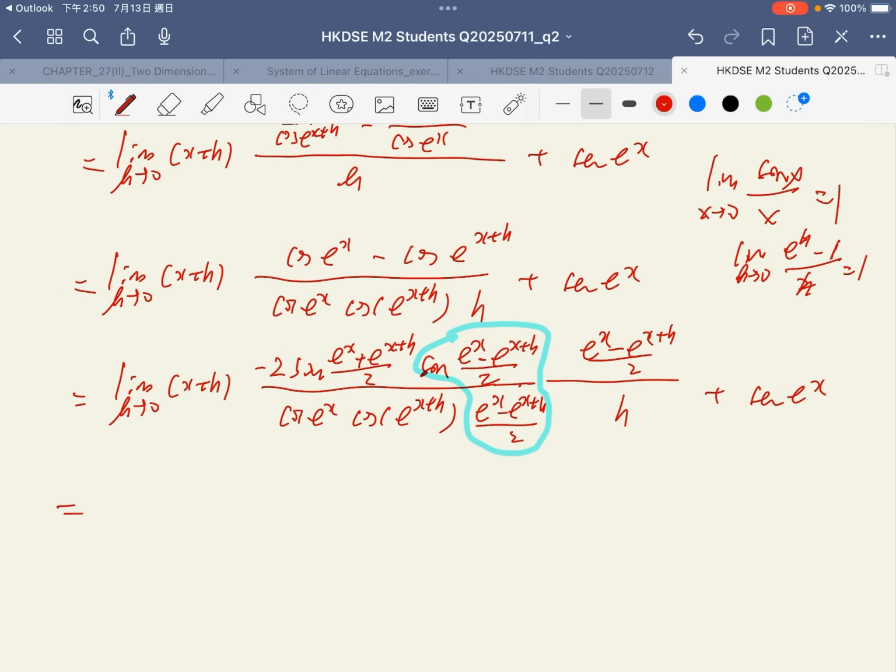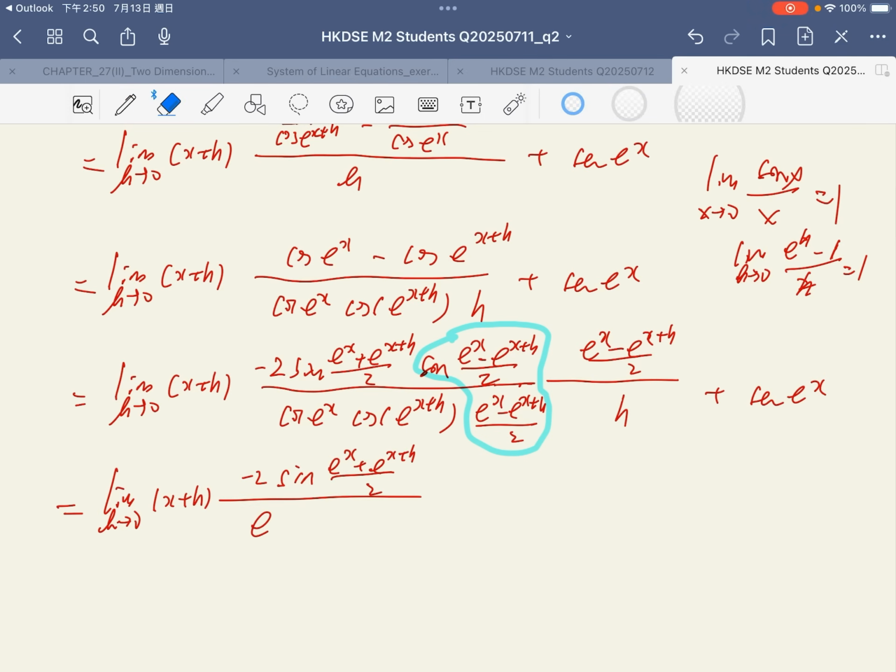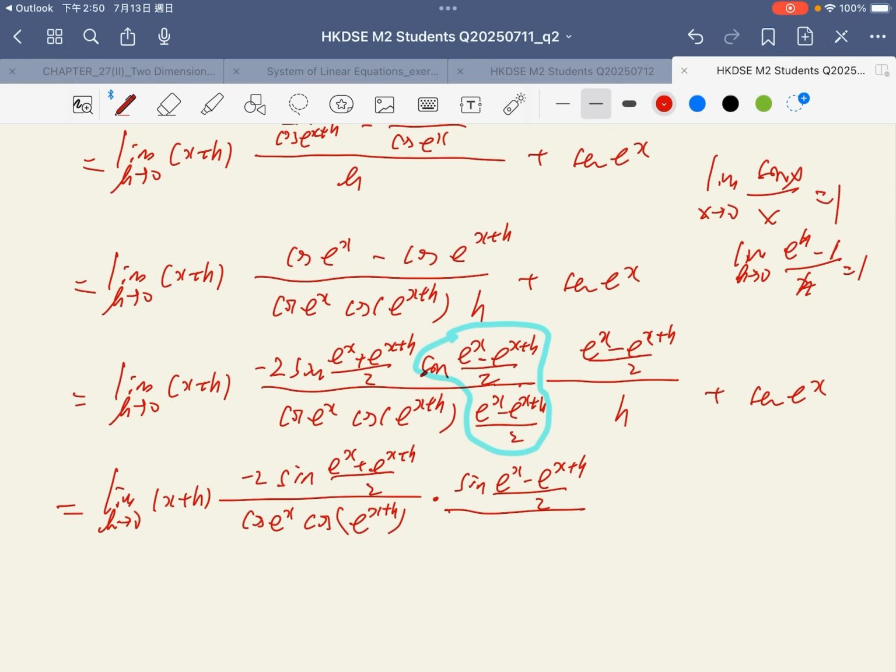first principle question. Limit h tend to 0, (x+h), negative 2, sine, e^x, negative 2, (e^h minus 1) over 2h plus secant e^x.